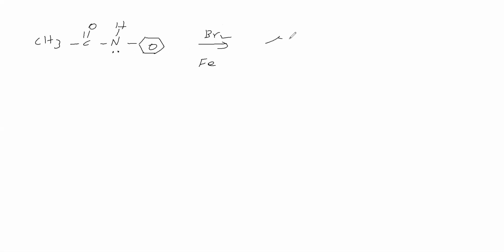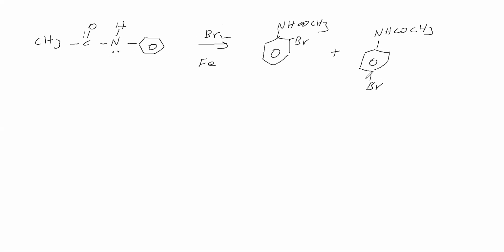Therefore we will get a brominated product. We will get bromine at the ortho position, otherwise at the para position. We will get an ortho-bromo or para-bromo product. So one is the ortho-bromo product and another one is the para-bromo product.